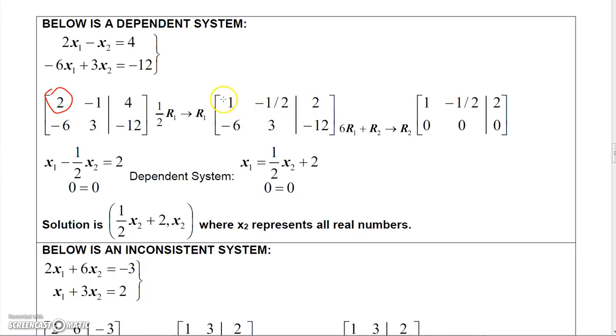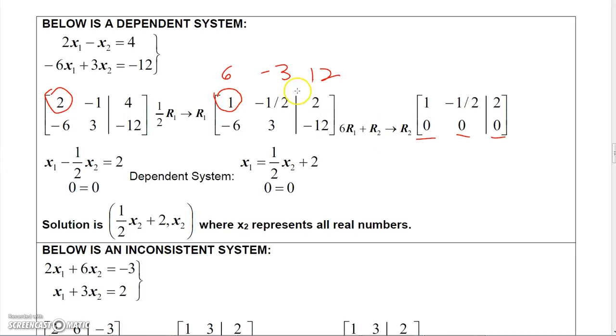4 is 2. Now, I want to eliminate the negative 6, so I'm going to multiply this row by 6 and add it to this row to cancel the negative 6. If I do that, then 6 times 1 is 6, 6 times negative a half is negative 3, and 6 times 2 is 12. And if I add those three numbers, 6 plus negative 6 is 0, negative 3 plus 3 is 0, and 12 plus negative 12 is 0.